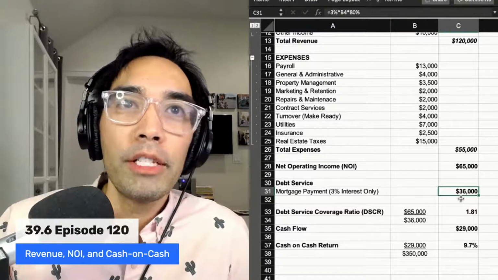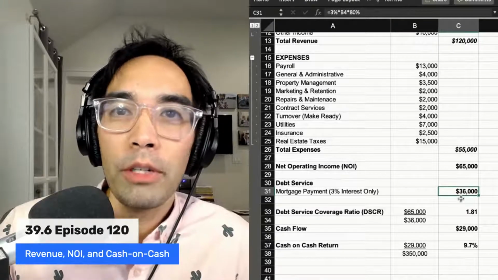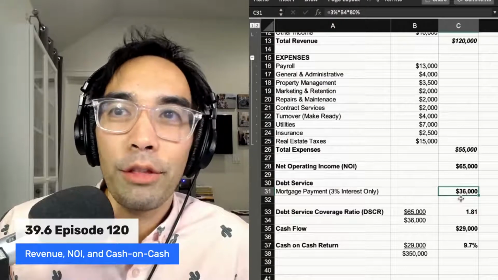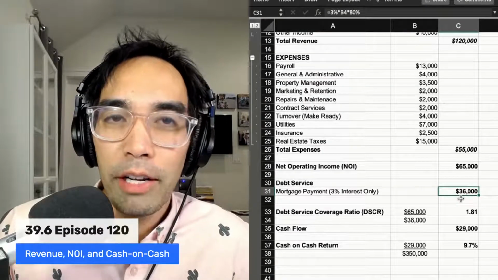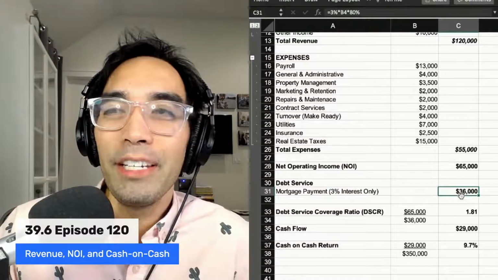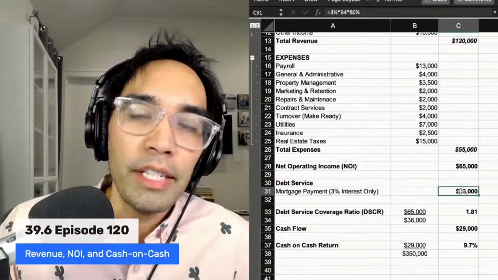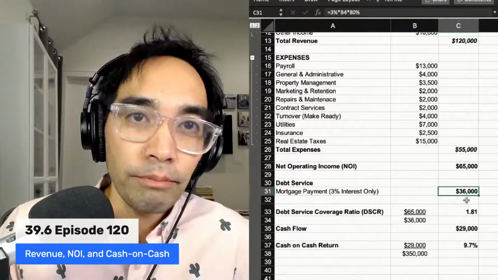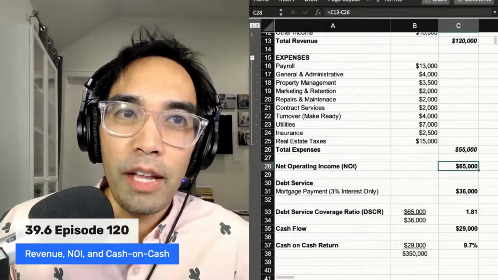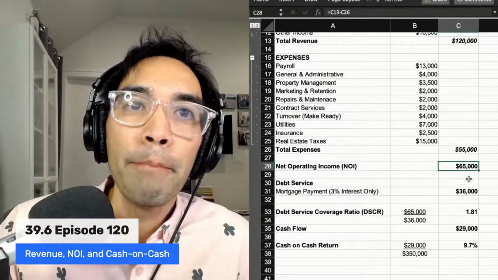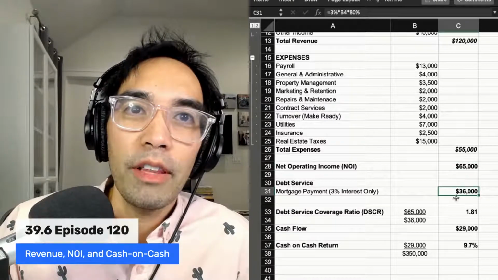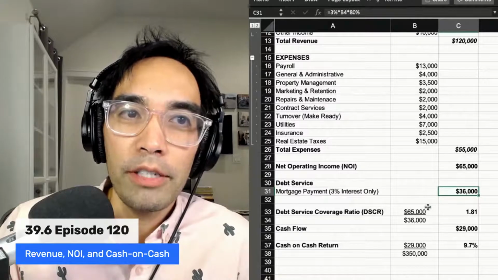For this property, we took out a $1.2 million loan, and assuming you're getting this at a nice 3% interest rate that's available right now, and you're paying interest only for a number of years, that's just $36,000 per year in interest on $65,000 of net operating income. That $65,000 over $36,000, that proportion, is called your debt service coverage ratio.